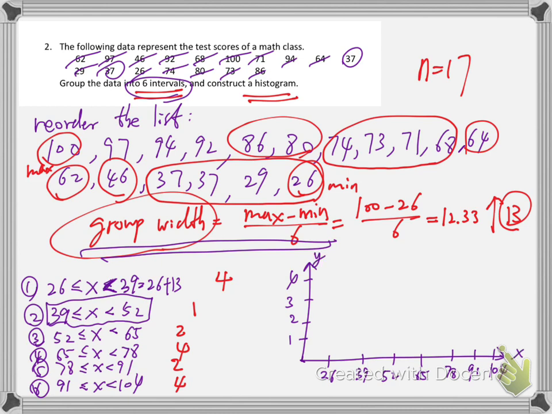Okay, so now 26 to 39, 4. And then the second group is 1. And then the third group is 2. So the height means how many numbers are in this group, right?